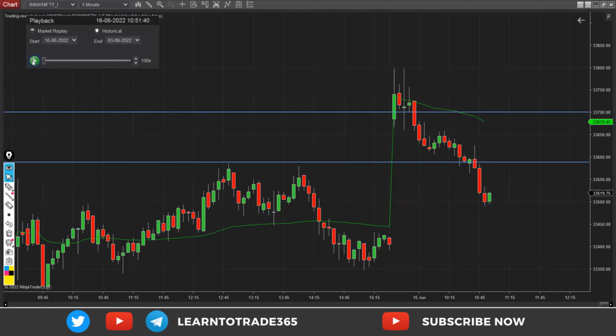So now what is my job here? Very simple. I want to look at 1:1.5. What is the level? 1:1, what is the level? And 1:2, what is the level? Below 33,560 I've entered the trade. 90 points is my risk. So where is my 1:1 coming? Around 33,470.